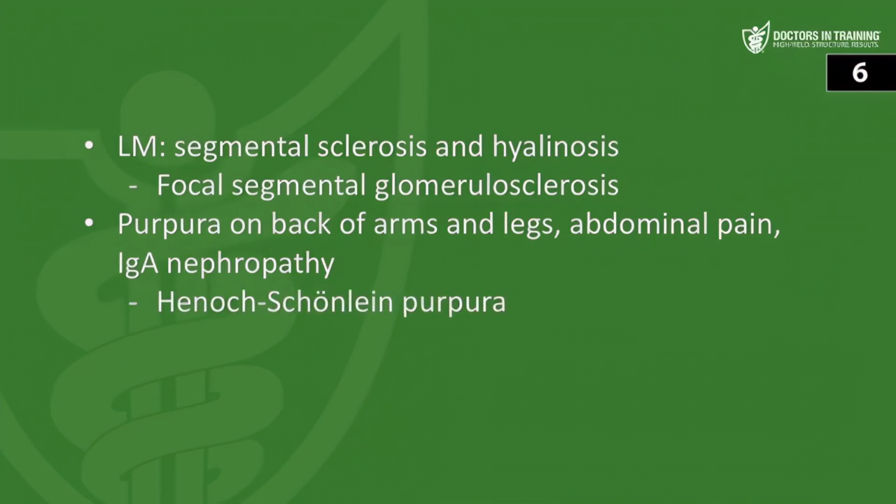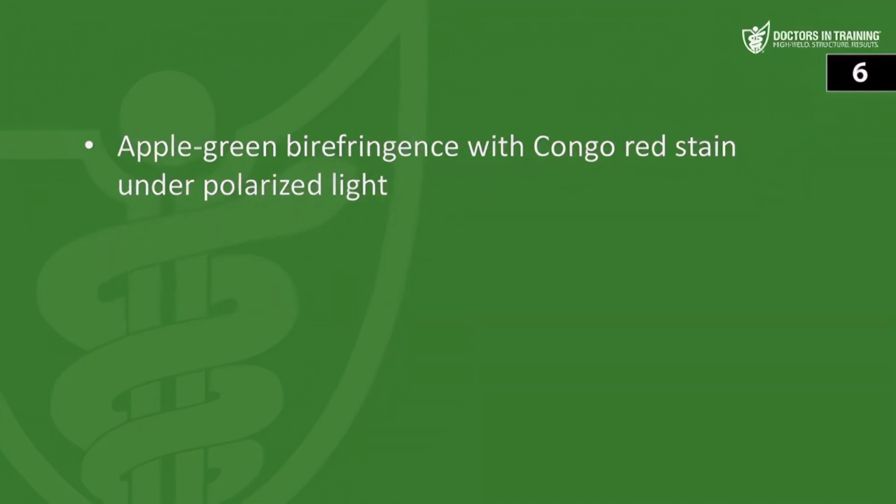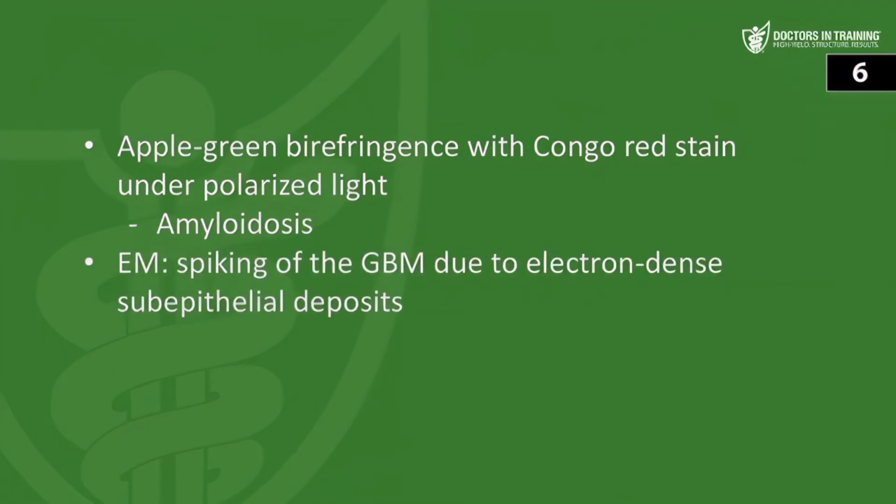That's Henoch-Schönlein purpura. Apple green birefringence with Congo red stain under polarized light is amyloidosis. And electron microscopy shows spiking of the glomerular basement membrane due to electron-dense subepithelial deposits. That's membranous nephropathy. Remember that spike and dome appearance. So make sure you know those. Make some flashcards if you have to, but know those buzzwords. So that's it for nephrosis. I'll see you next time.